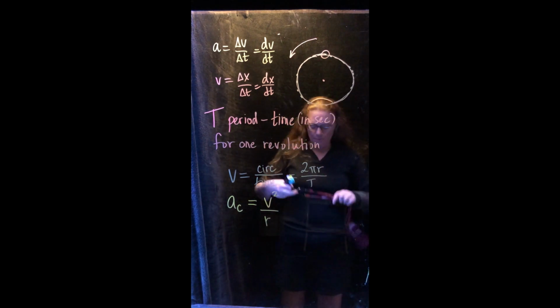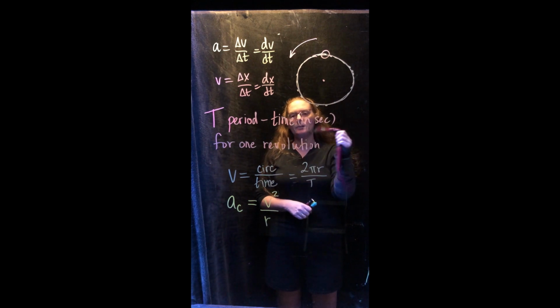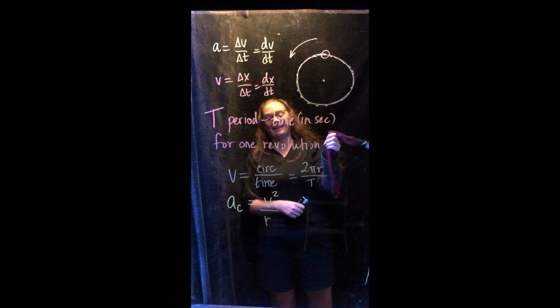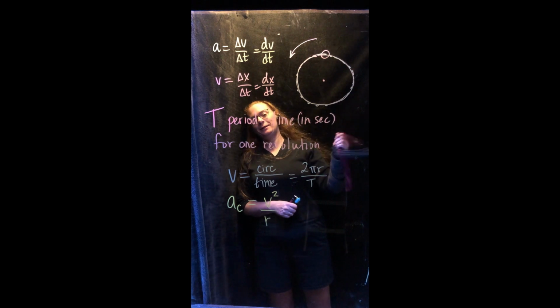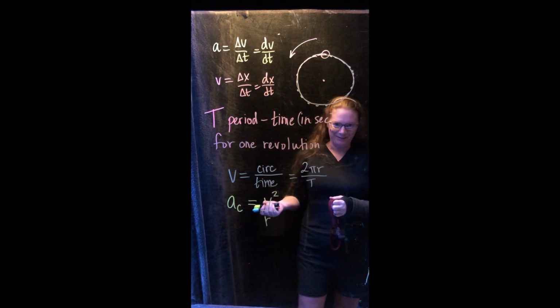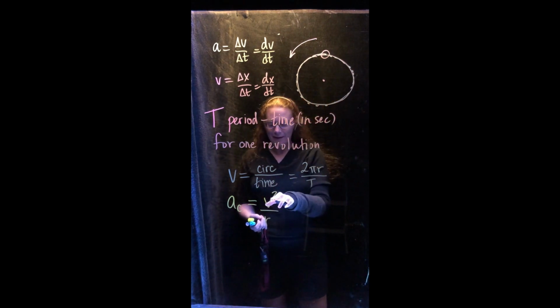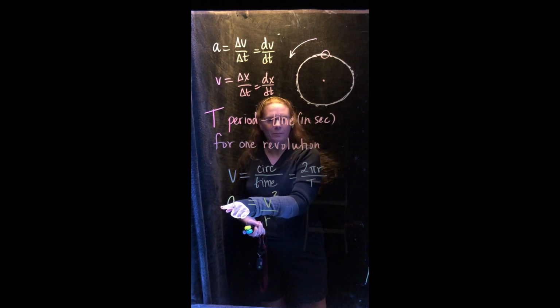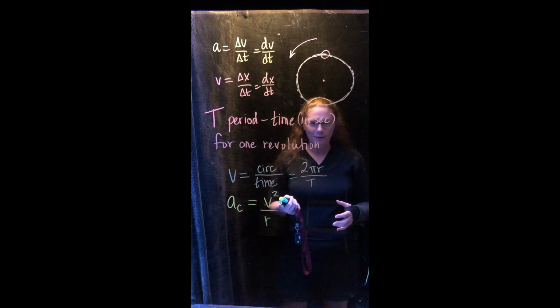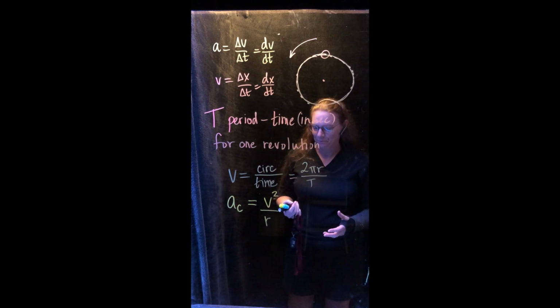So if I'm spinning something slowly, it has a certain amount of acceleration. If I spin it fast, do you think that has more acceleration or less acceleration? Well, if we look at the math, if this gets bigger and it's on top, that should get bigger. And that's probably conceptually what your brain said too.